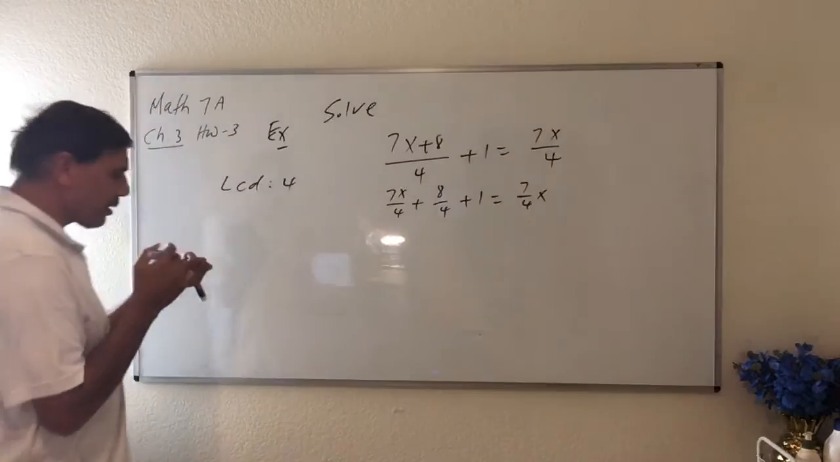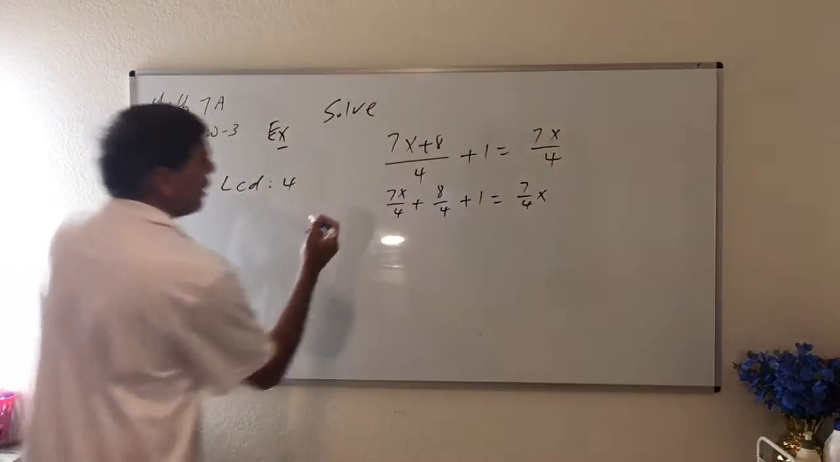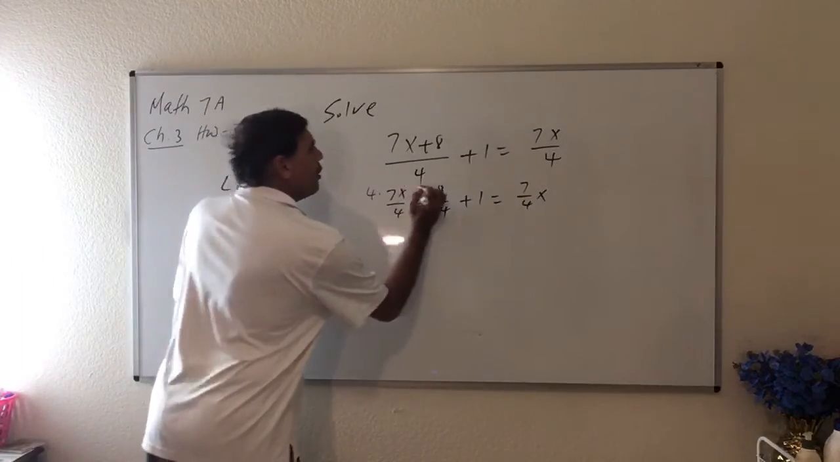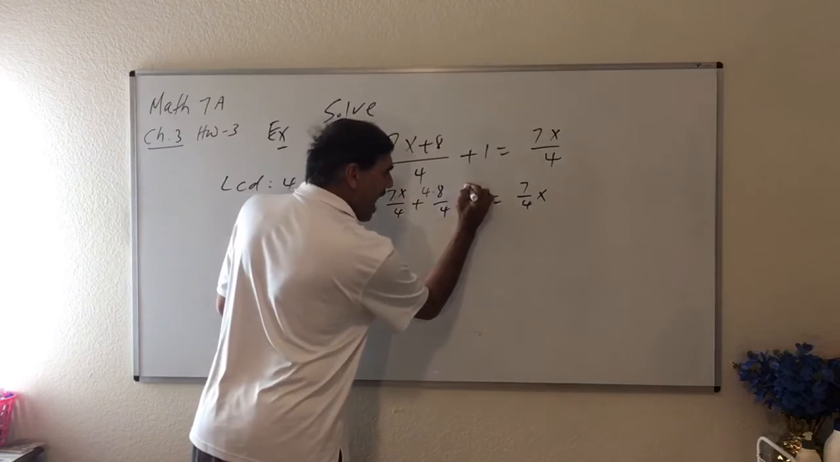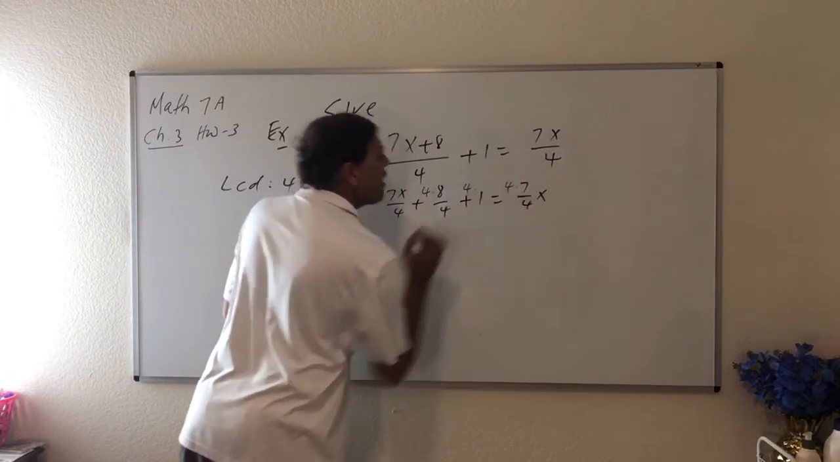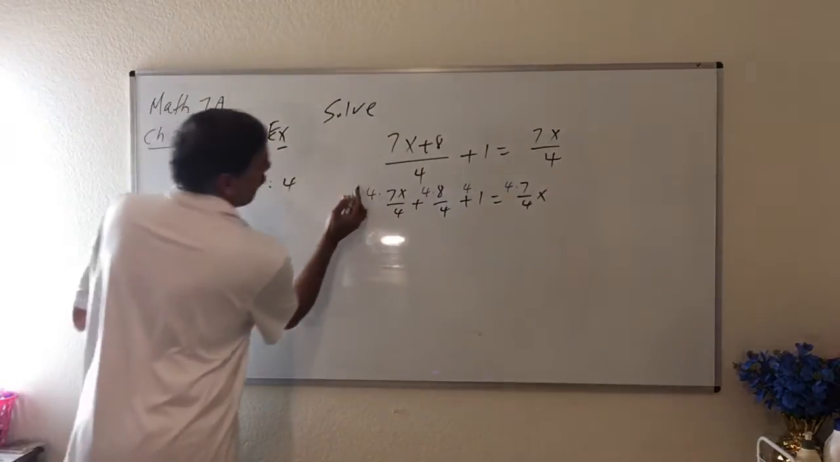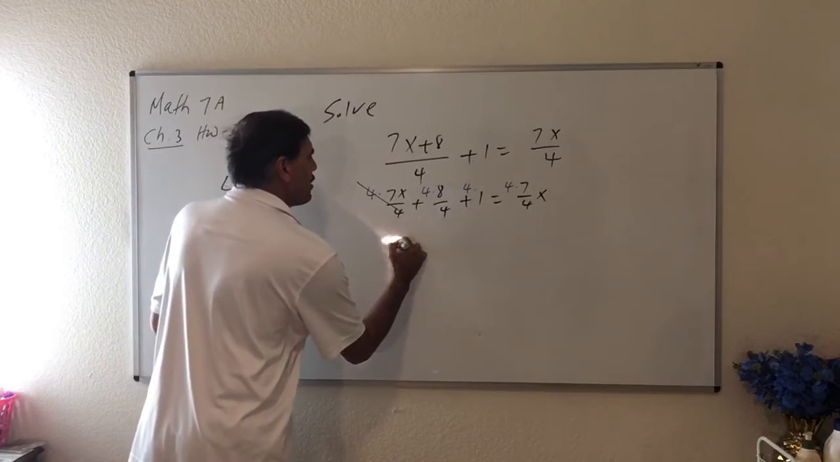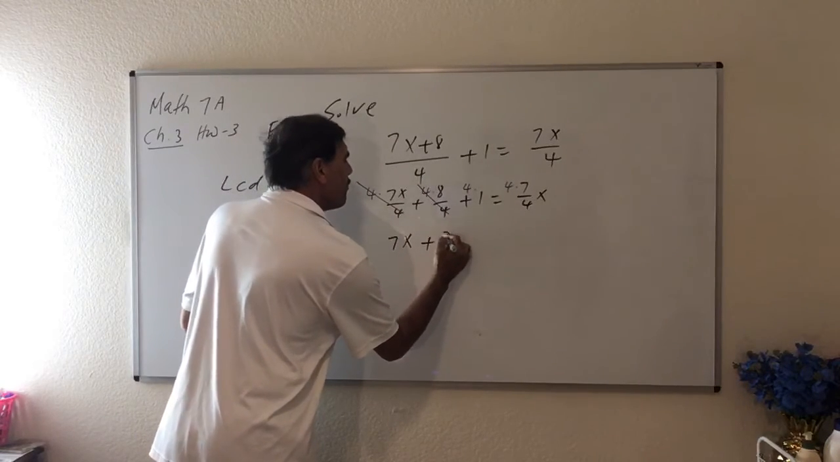How do you clear the fractions? We multiply every single term by the LCD. So look here, 4, so multiply by 4. Remember, sometimes people forget this one. You have to multiply everything by 4. So after this, all the 4s will cancel. Look, 4 and 4 cancel. Left over is 7x. 4 and 4 cancel. Left over is 8.